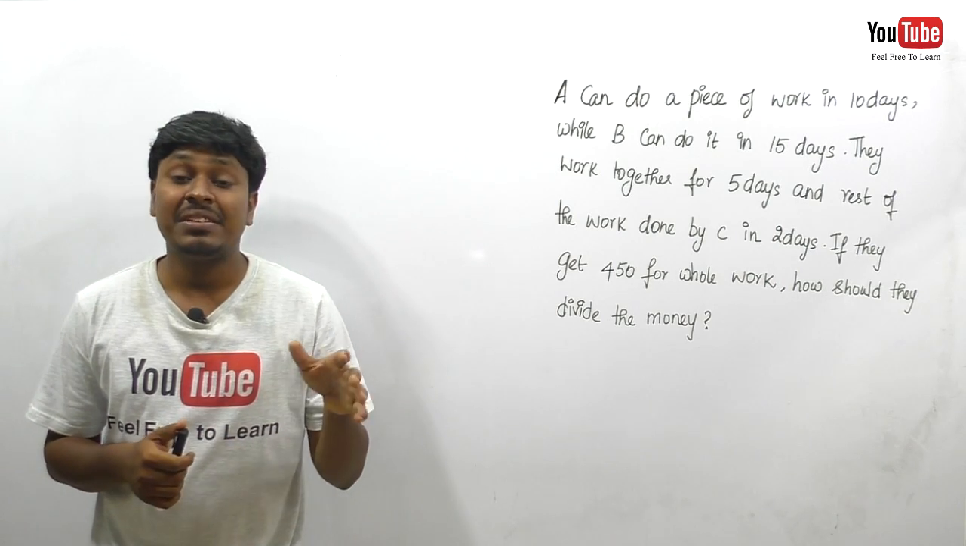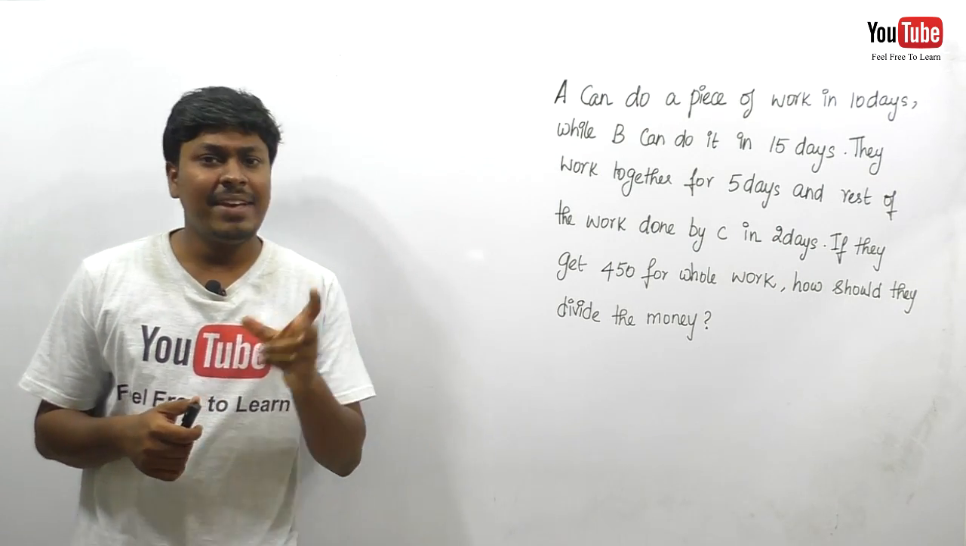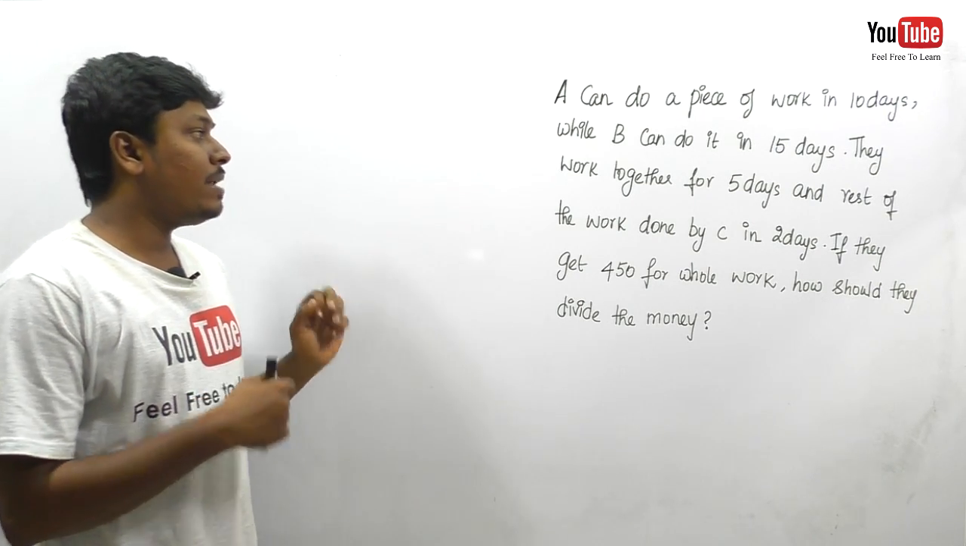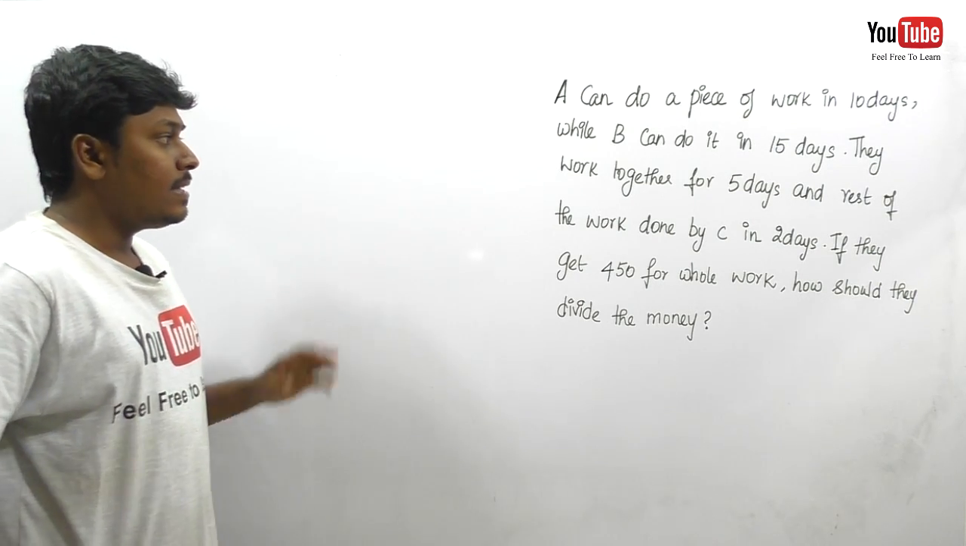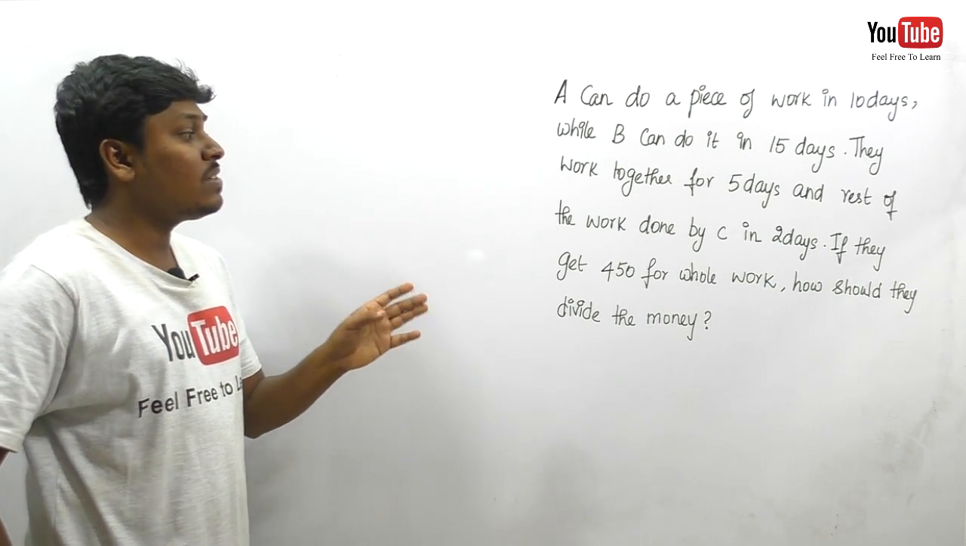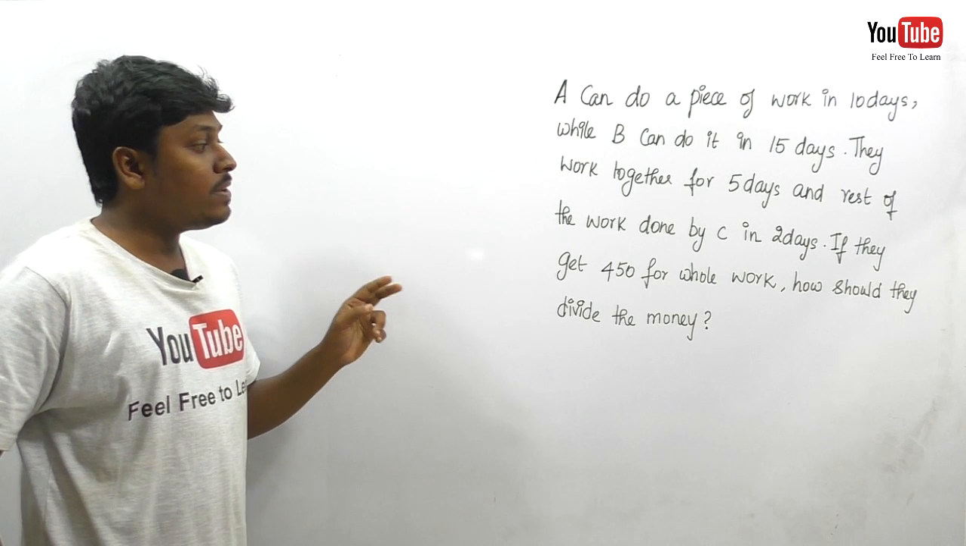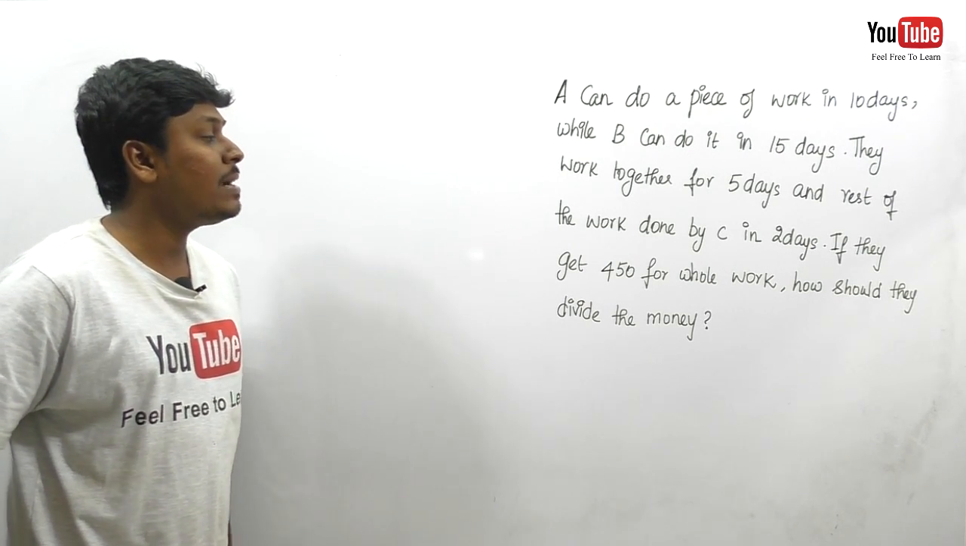Let me move on to the next question, which is based on wages, right? A can do a piece of work in 10 days while B can do it in 15 days. They work together for 5 days and the rest of the work is done by C in 2 days. If they get rupees 450 for the whole work, how should they divide the money?